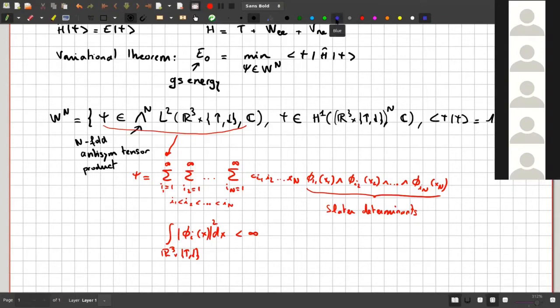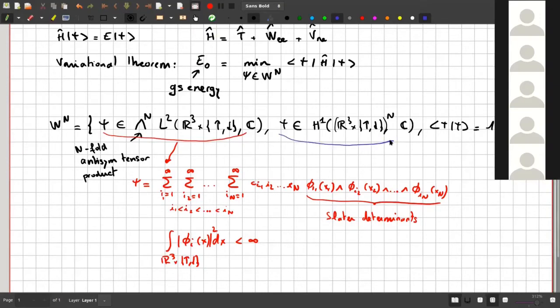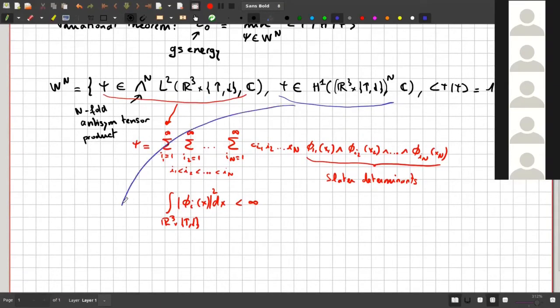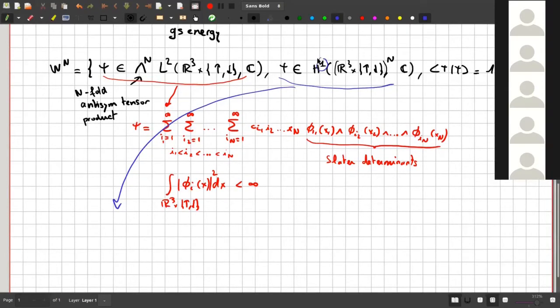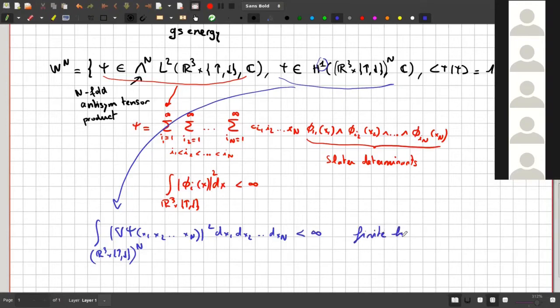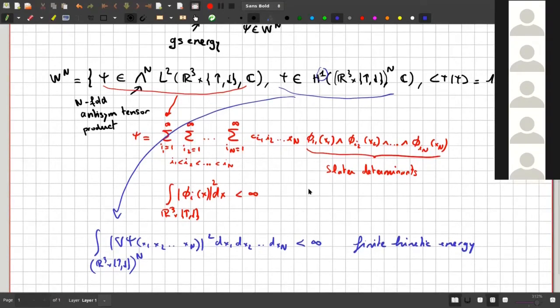Now, the other part here of this space of wave functions, it means the following thing. So let me write it here. The H1 means that the gradient of the wave function must be square integrable. So it means that if you take the gradient and you square it and you integrate it over all x1, x2, xn, okay, you integrate over R3, the space set, and this is n times, then this must be finite. And why we need this constraint is to have a finite kinetic energy. Okay. So this is called the Sobolev space.